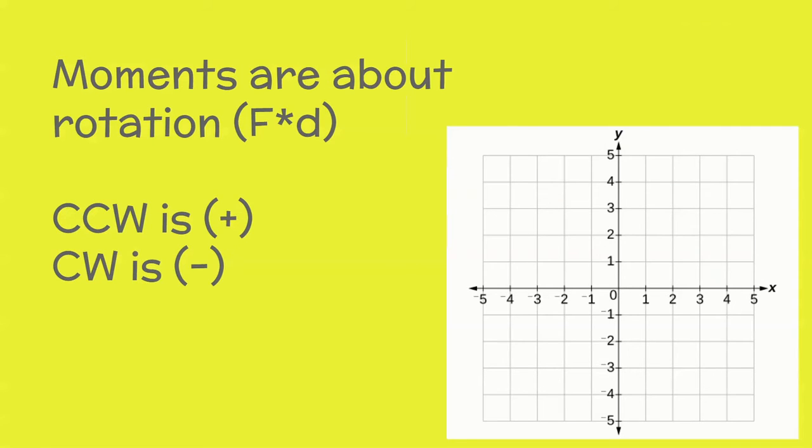Moments are all about rotation. It's force times distance. So you have a force and the distance from the axis, the center point of the rotation. We're going to say that counterclockwise is positive and clockwise is negative. And this goes along with the Cartesian plane. If we start over here and go this direction, we're increasing from 0 degrees to 90 degrees to 180 degrees. That is a positive increase. If we go from 180 to 90 to 0, we're subtracting, so this direction is negative, this direction is positive.